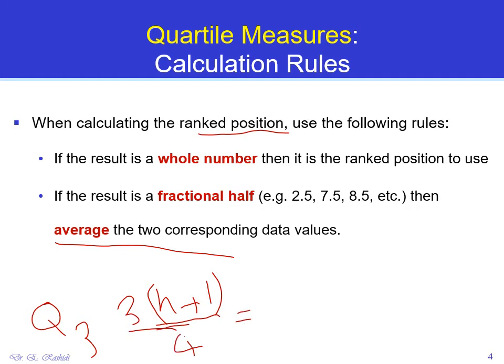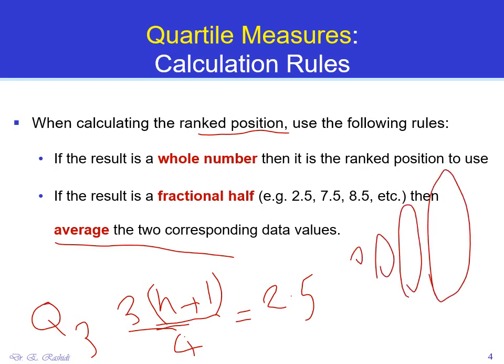Suppose this is a fractional half, 2.5, and you have ordered your data from the smallest to the largest. So 2.5, this is the first number, the second number, the third number, and the fourth number. 2.5 is between 2 and 3. So you have to find the average of the second number and the third number. The average of this second number and third number is your quartile.